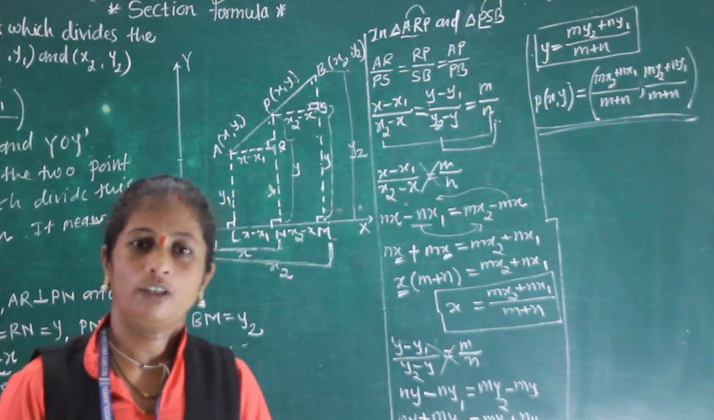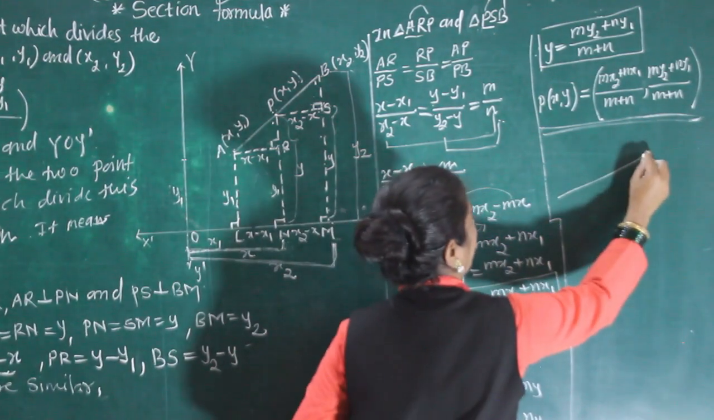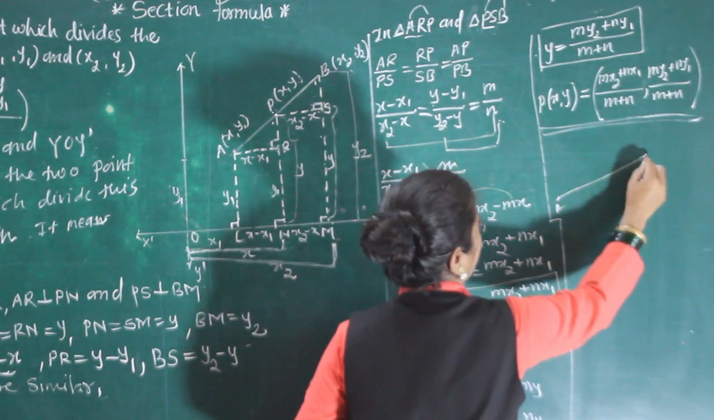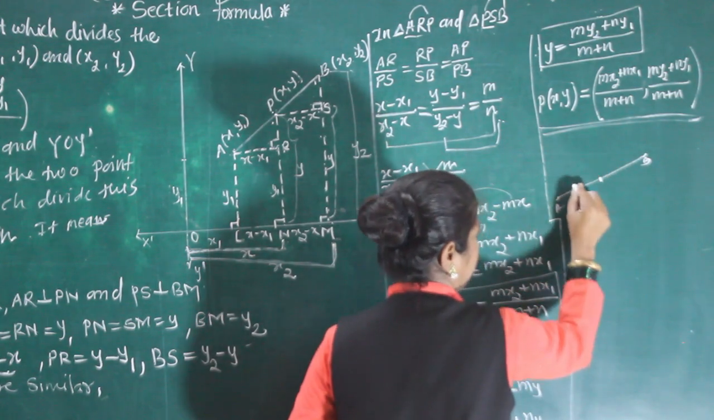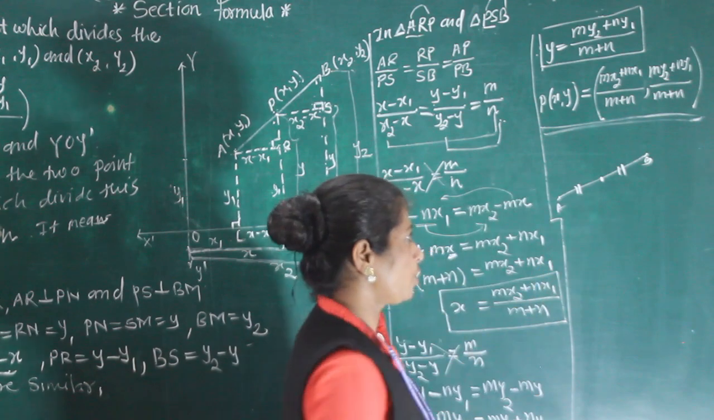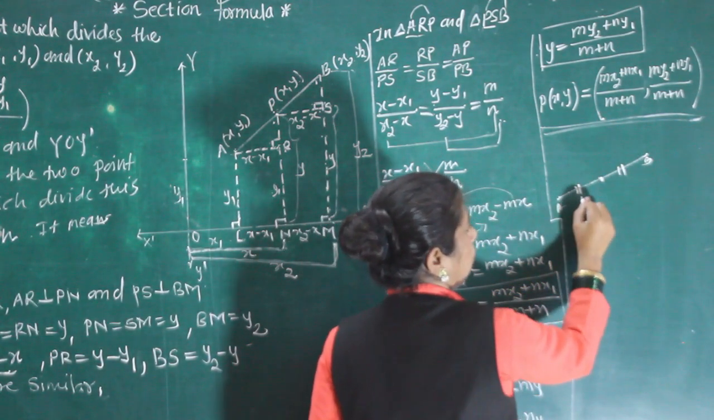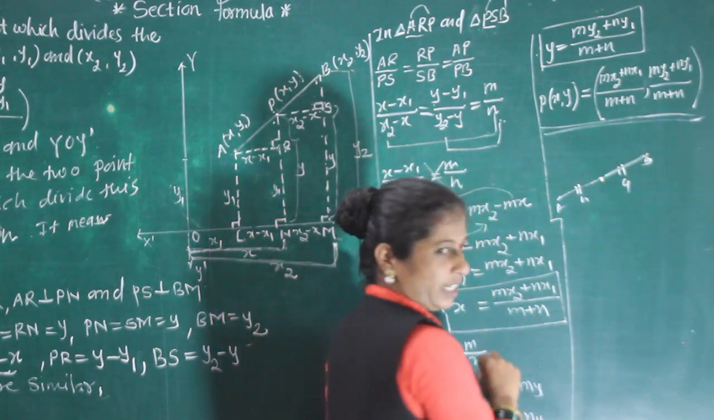Similarly, there is the midpoint formula. See, midpoint means what? AB is a line segment of any length, exactly divided into equal parts. That is called the midpoint. Suppose this is 8 cm, then this distance is 4 cm and this distance is 4 cm, correct?